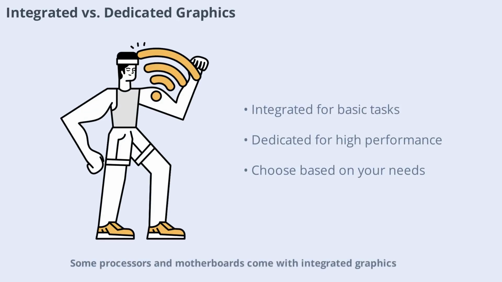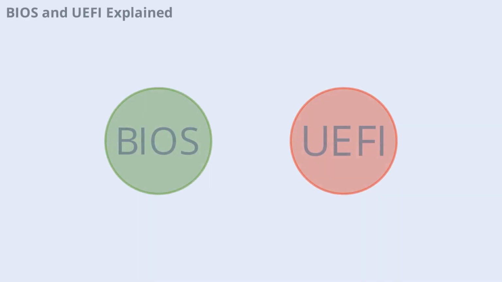Some processors and motherboards come with integrated graphics, which means your computer can display images without a separate graphics card. This is great for everyday tasks and light gaming. However, for more demanding applications like gaming or video editing, a dedicated graphics card is better. We'll compare the pros and cons of integrated and dedicated graphics and help you decide which is right for your needs. BIOS or UEFI is the software that starts your computer and manages basic settings.